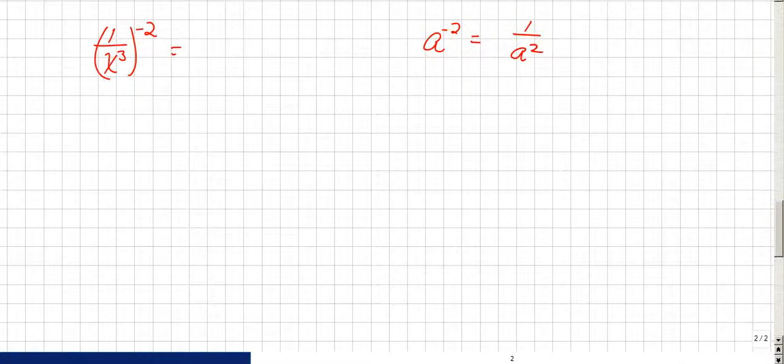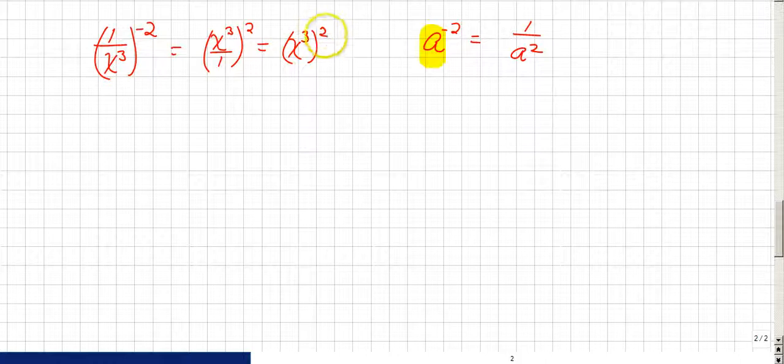So in other words, whatever the base is, in our example here a is the base, it gets flipped and the power becomes positive. So in this example, 1 over x cubed to the negative 2, the base, 1 over x cubed, flips to x cubed over 1, and the negative power goes away. Now the 1 is not necessary, so we'll just write it as x cubed to the 2 and apply our property and get x to the 6th.